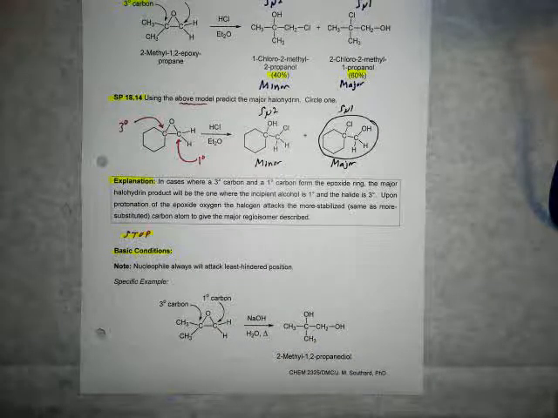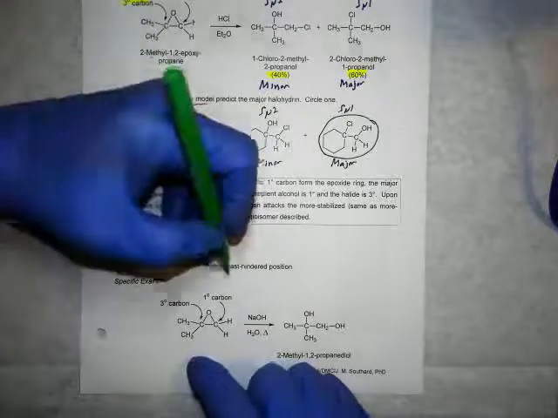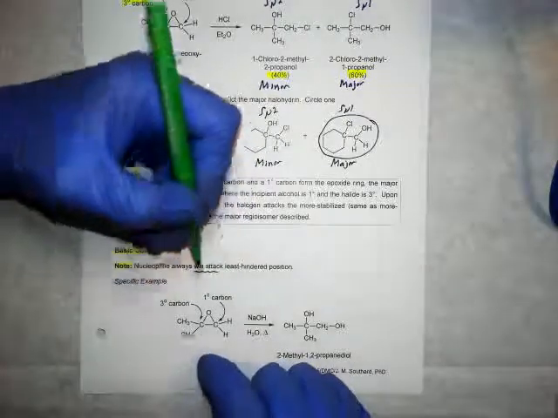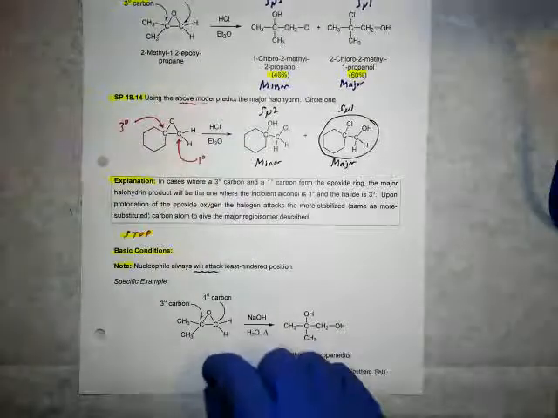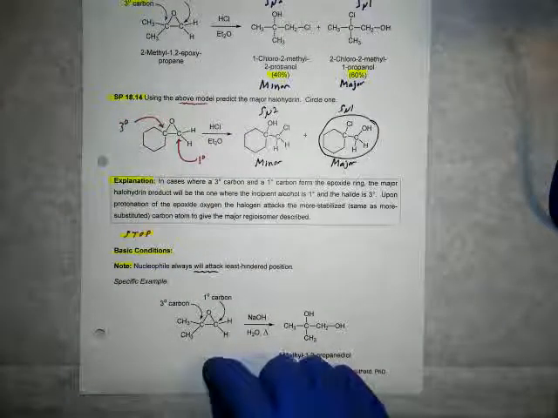In other words, these are cases where we have bases, and the bases by and large will be Lewis bases, so on and so forth. And this is a lot easier. Why? Here's why. Because the nucleophile will attack the least hindered position. Will that happen all the time? Yes, it will. So keep that in mind.